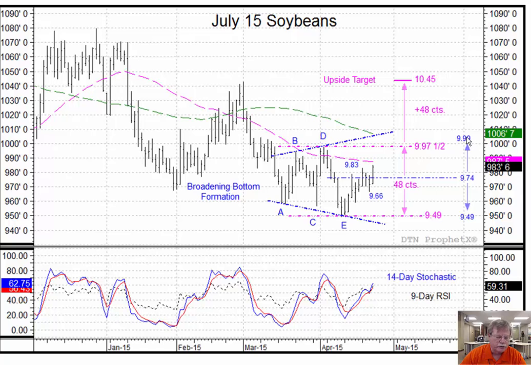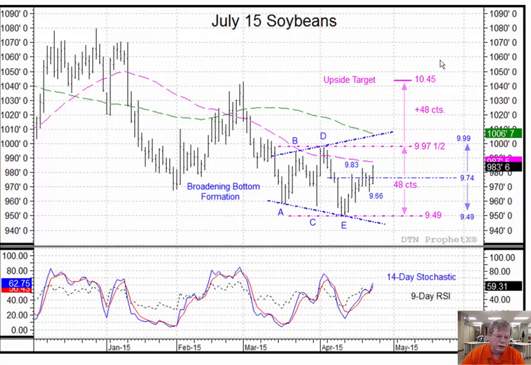could be met. And of course, if 999 is met, then we've popped above the widest part of the top end of this broadening bottom, which is 997.5. So it's kind of like a string of dominoes. If one falls, the next one falls, and the third one falls. And if that is the case, what chartists will do is take this 48 cents at the widest part and add 48 cents onto the top end of this range, which is 997, and then that gives us an upside target of about 1045.